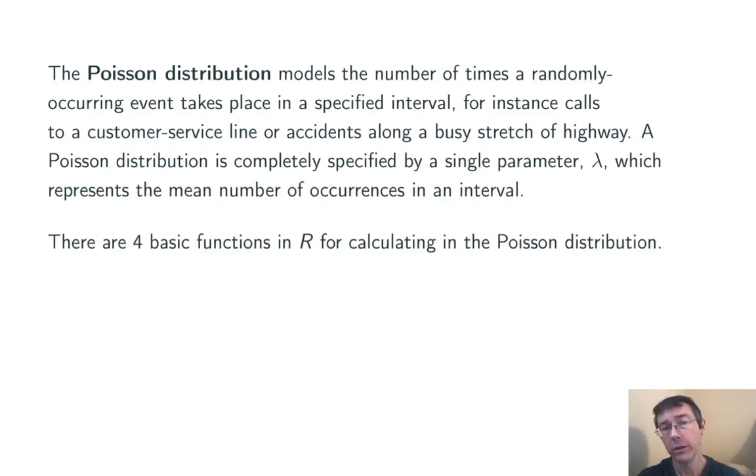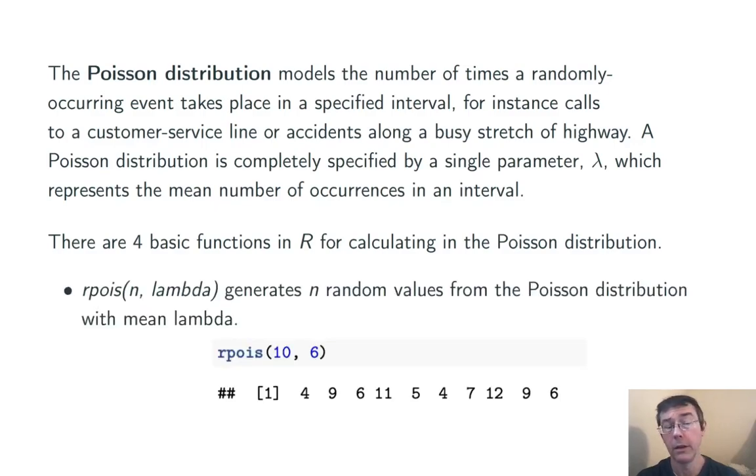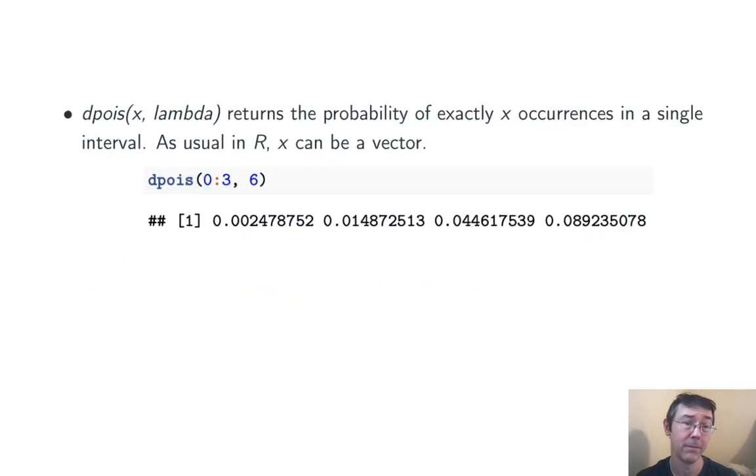When you're doing the Poisson distribution in R, there are four basic functions that you're going to want to know. First off is rpois, which is going to generate random values in a Poisson distribution. The two arguments you need to feed it are n and lambda. Lambda, of course, is the mean number of occurrences in an interval, and n is just the number of random values that you want generated. So rpois(10, 6) gives you 10 random values in the Poisson distribution with parameter lambda equals 6.